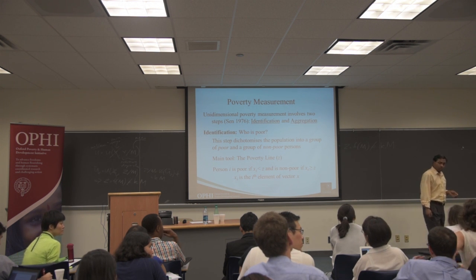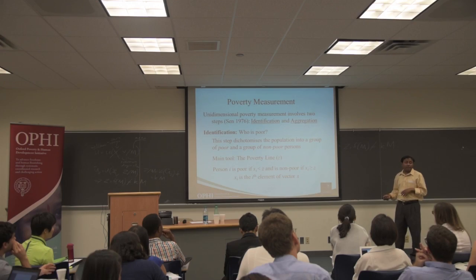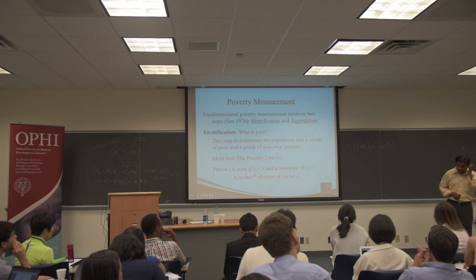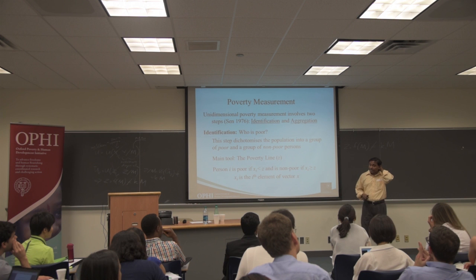Okay. So here, we will concentrate mainly on the absolute aspect of the poverty line. Person i is poor if x_i is less than z, and is non-poor if x_i is greater than or equal to z. In the literature, at one point of time there were debates on whether those who are equal to the poverty line should be identified as poor or not. There is a paper by Donaldson and Weymark in 1986.